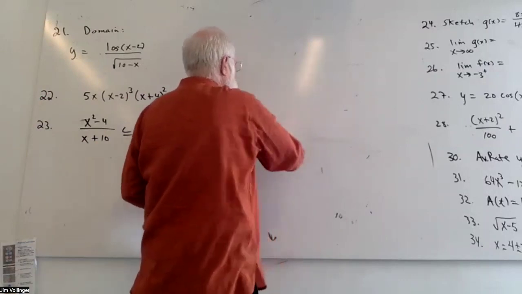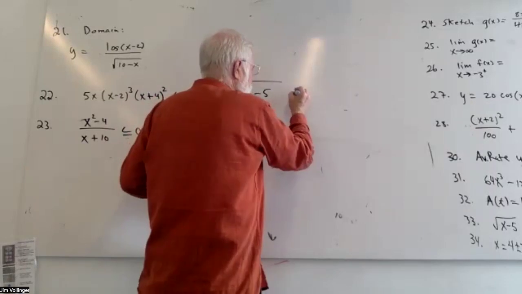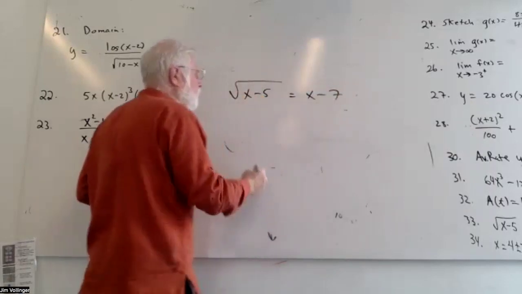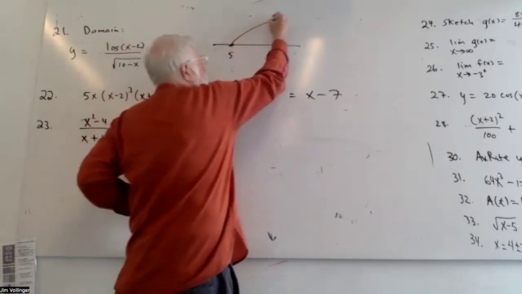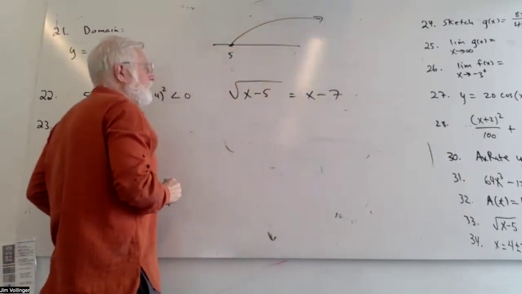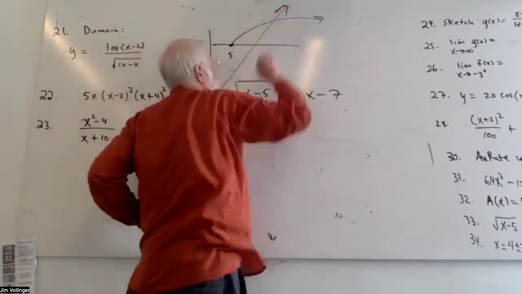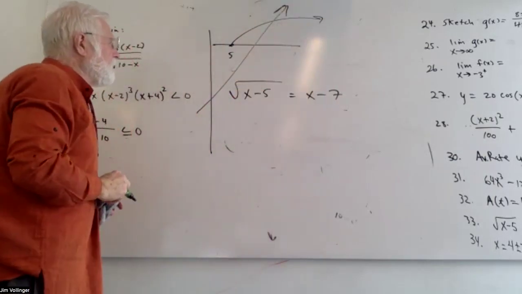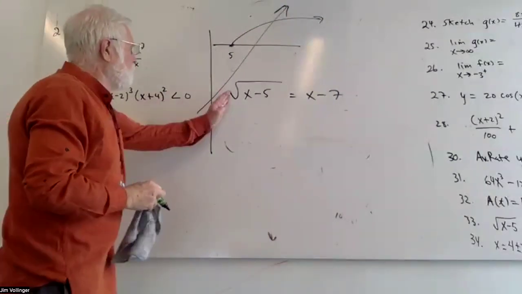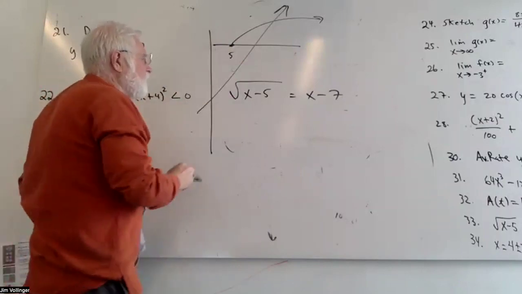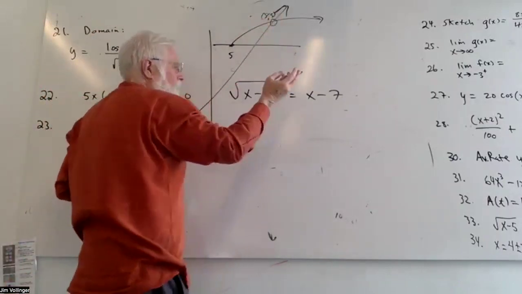We got square root of x minus 5 equals x minus 7. I'm going to just do a couple of the problems that I definitely want you seeing right now. Square root of x minus 5 starts at 5. Square root looks like that. Over here we have a 0. X minus 7 is going to cut through that. I think it will. It looks like it's going to cut through that once. Yes, over 7, up 7. So it's going to be a small number, probably around 8 or 9. All right, let's go find it.